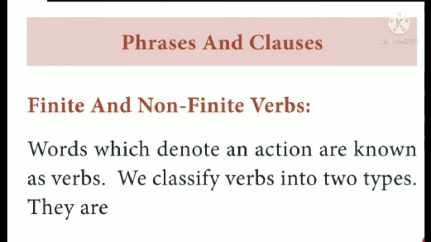Next one, verb. Verbs are action words, and adjectives are describing words. All these things we have learnt in the previous video lessons. And now we are going to see the finite and non-finite verbs. So here first we are going to see the definitions. Words which denote an action are known as verbs. For example, jumping, reading, writing, singing, all those example words are action words. So it will all come under verbs.